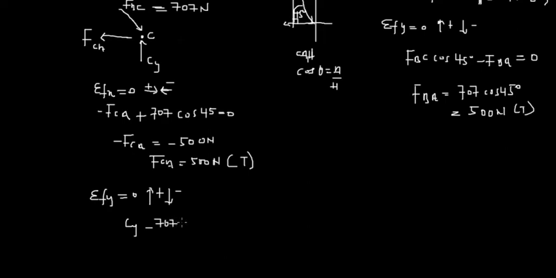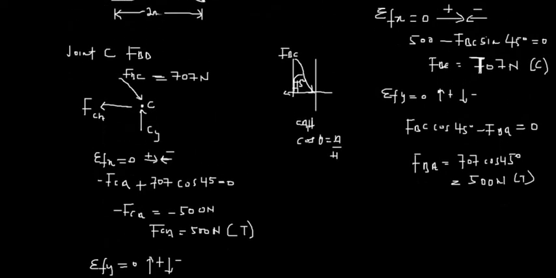And then we have sine of 45, and we equate that to 0. And then we have Cy being equal to 500 newtons. So when you compute this, it's similar to this, but this will be 500 newtons. Right, so let's proceed from there.